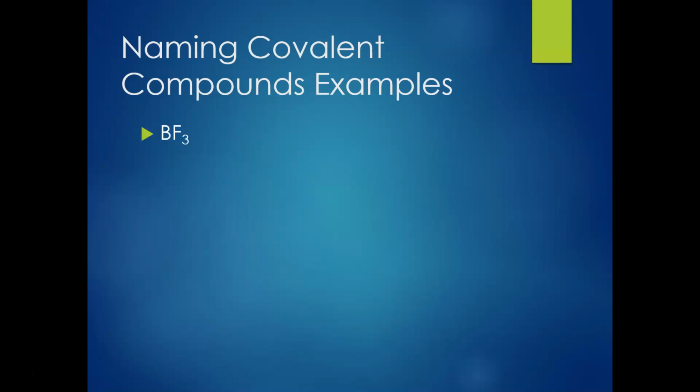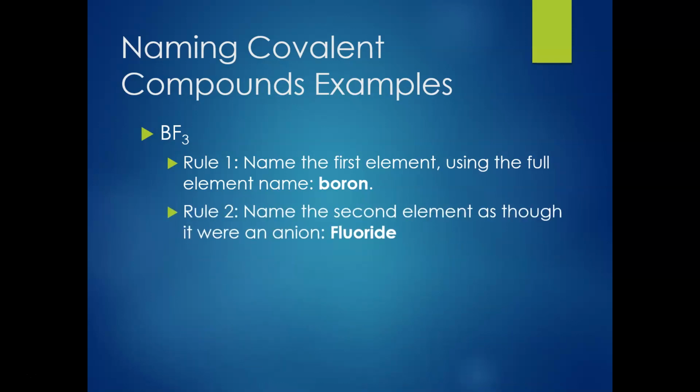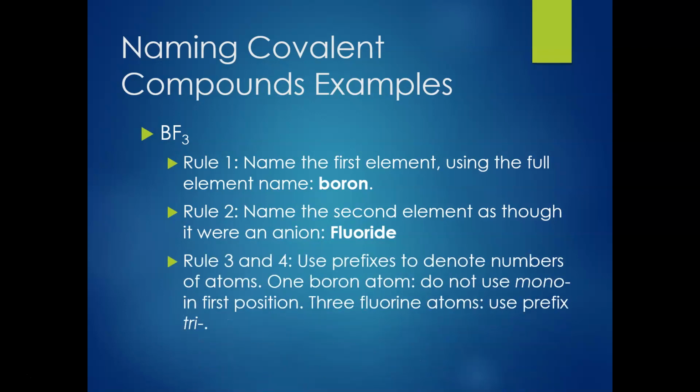So if we have BF3, rule number 1, name the first element using the full name, boron. Rule number 2, name the second element as though it were an anion. So it's fluorine, so we make it fluoride.